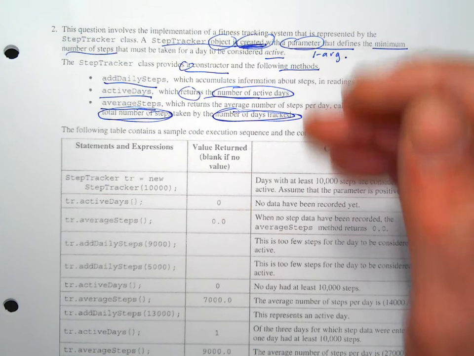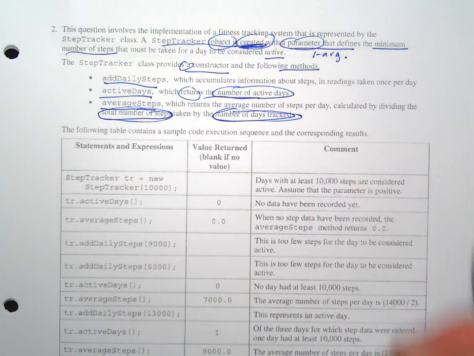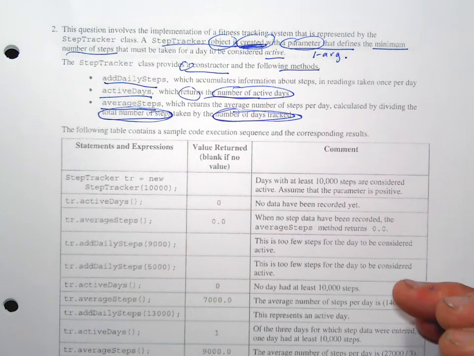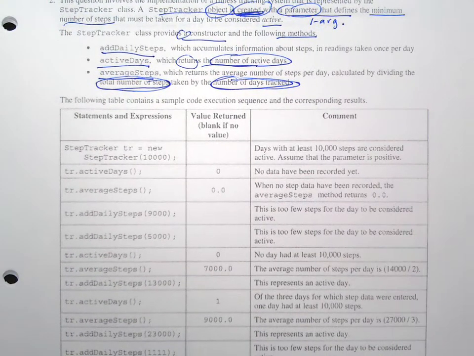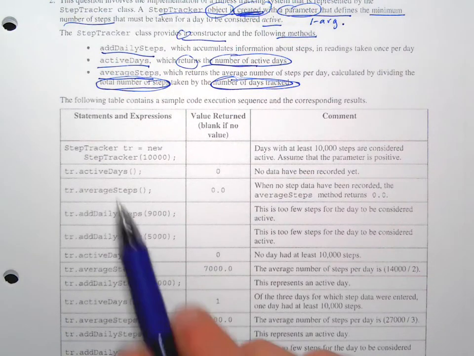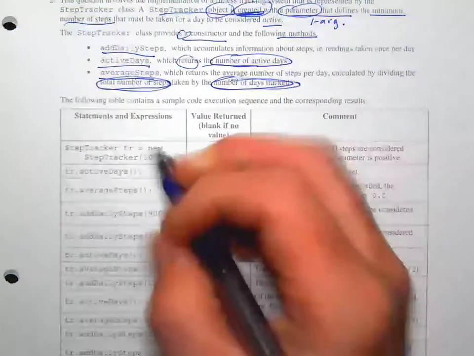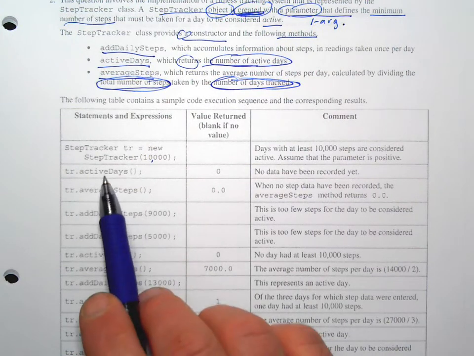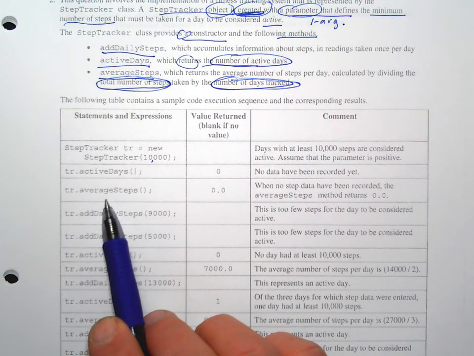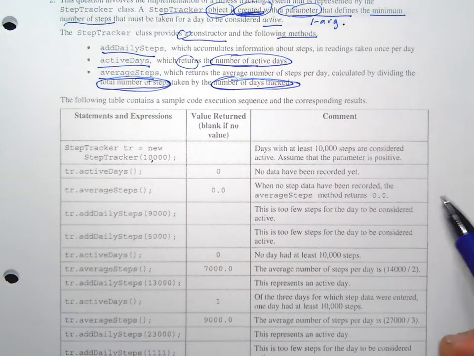Now, I would read through this whole table because they're going to show you how it works, but they're also going to point out maybe some special cases that you should be like, oh, I got to make sure mine does that. The following table contains sample code, execution sequence, and the corresponding results. So here they create a StepTracker. 10,000 steps is the minimum number of steps, but we actually haven't added any steps or any days. So if you were to do activeDays or averageSteps, they'd be 0.